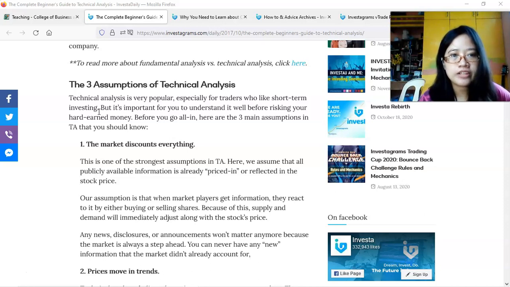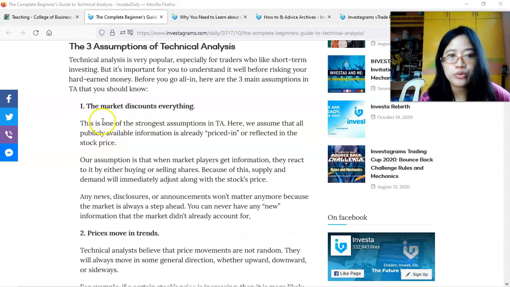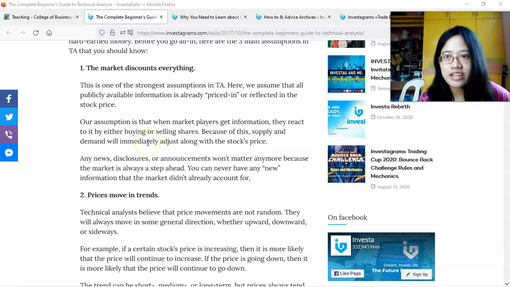Alright? Eto na. It's important for you to understand it well before risking your hard-earned money. Before you go all in, here are 3 main assumptions in technical analysis that you should know. So, una, the market discounts everything. This is one of the strongest assumptions in technical analysis. We assume that all publicly available information is already priced in or reflected in the stock price. Okay? Anong ibig sabihin nito?